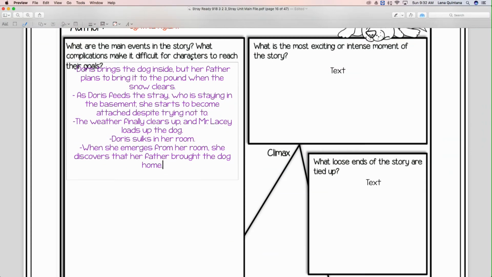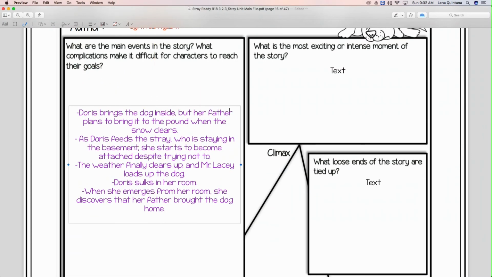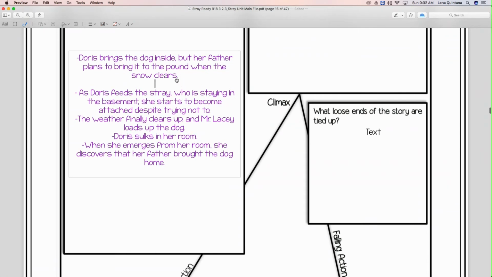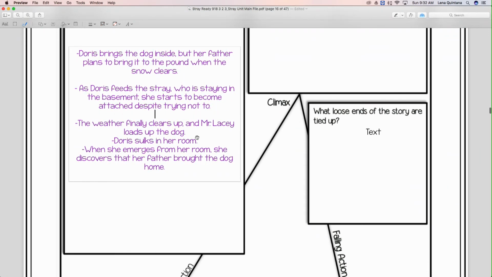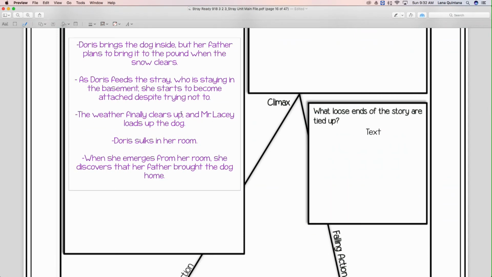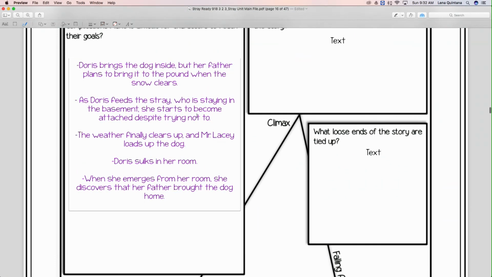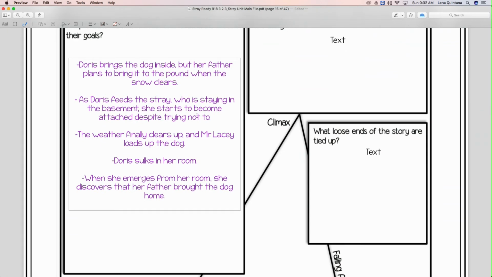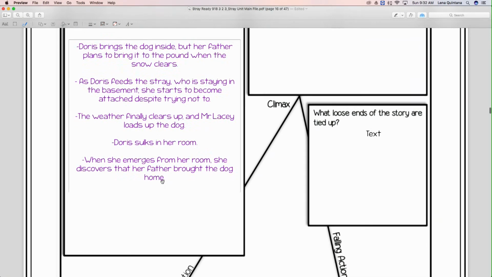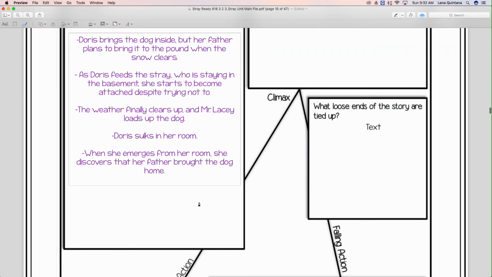Okay, so let me move this down. These are our rising action points, and I'm actually going to separate these a little bit just so they're easier to see. Like I said before, of course, if you need to pause the video, go ahead and pause it so you get all this important information in your graphic organizer, okay? Because you will have 1, 2, 3, 4, 5 points in your rising action.